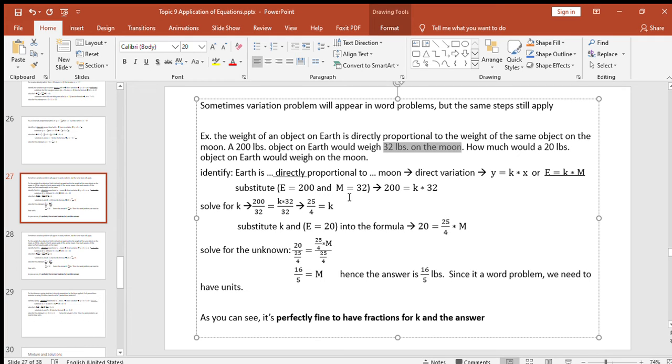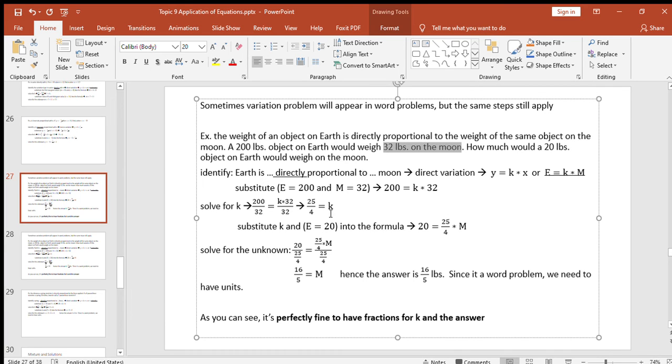because sometimes there's just nothing we can do, and sometimes it's better to leave it as a fraction, because sometimes you get repeating decimals. If you change this, you probably get a long decimal, and that's something we want to avoid. So let's just keep it as a fraction.